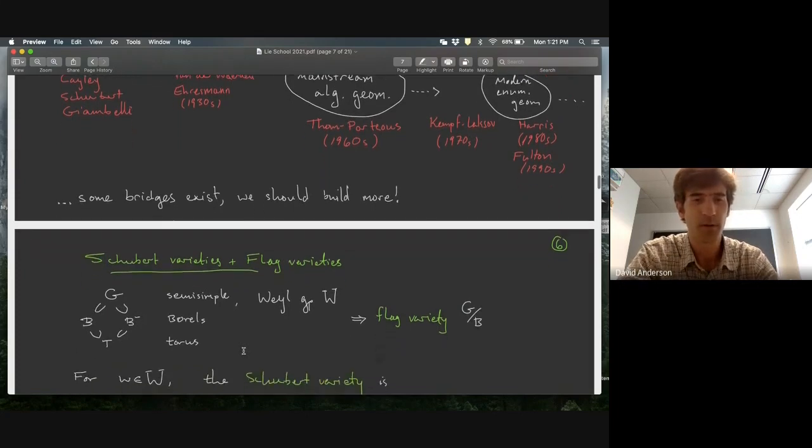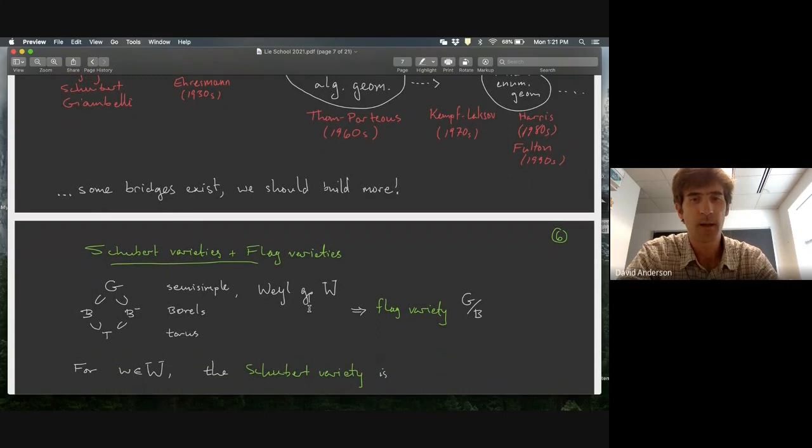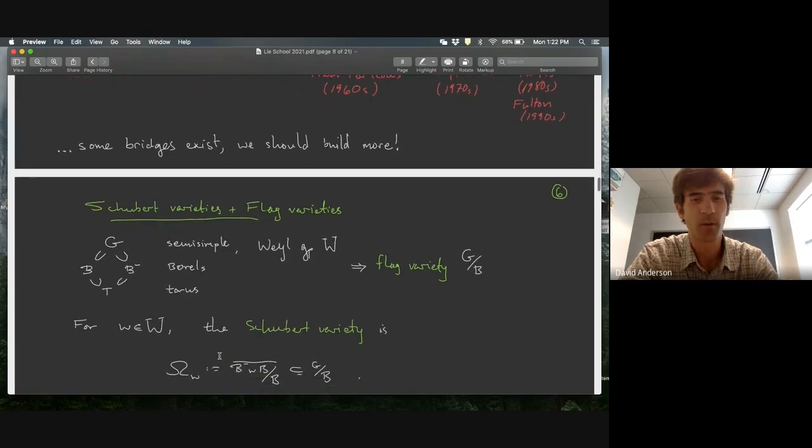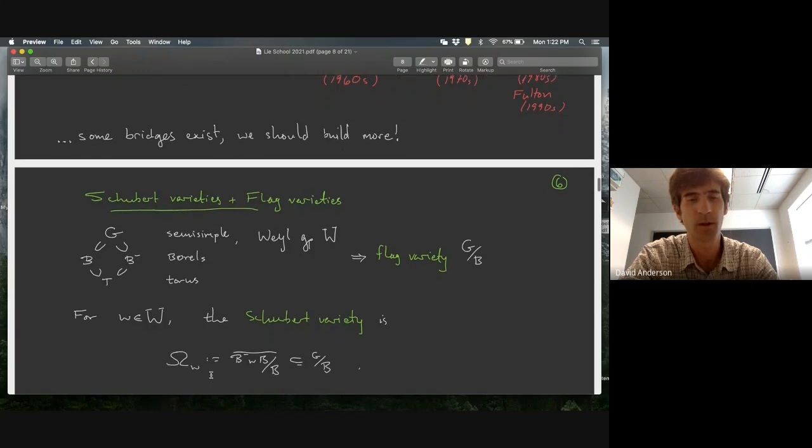Okay, so here's a definition. If I take any Weyl group element, I can imagine it as an element of the group. Technically speaking, you have to choose a lift, but that choice of lift won't matter. Then I can look at this subset of the group, B minus WB. I can look at that mod B on the right as a subset of G mod B, and that will be what's called a Schubert cell, and the Schubert variety is what you get when you take that closure.